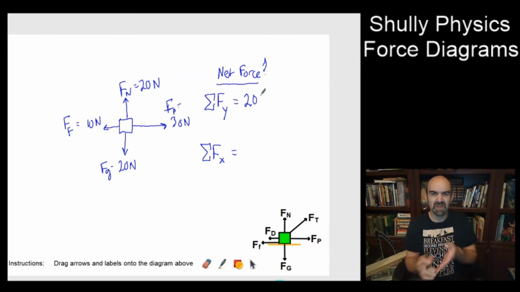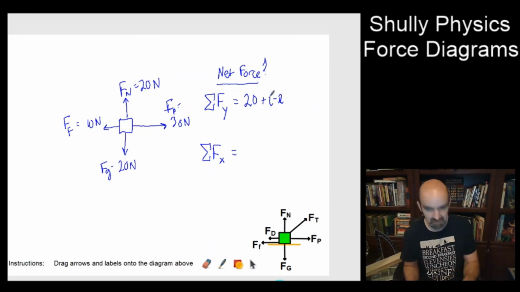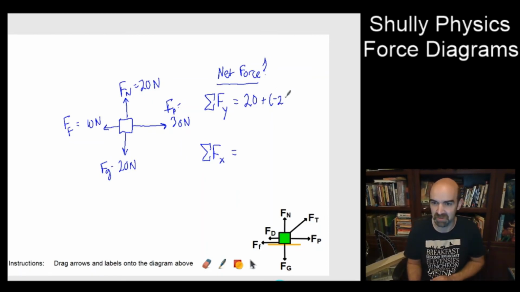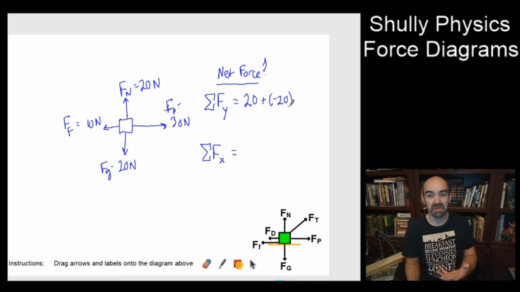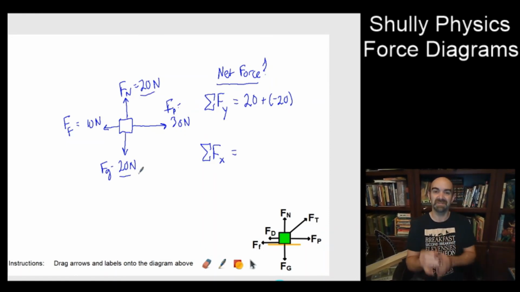Now, do you see how they're going opposite? That's why I said minus. You're really summing here, so I'll be legit here. You're adding a negative 20. Now, you don't have to write negative plus a negative 20 all the time, but just so you can see, we are summing, and these two forces, the up and the down, are working against each other.